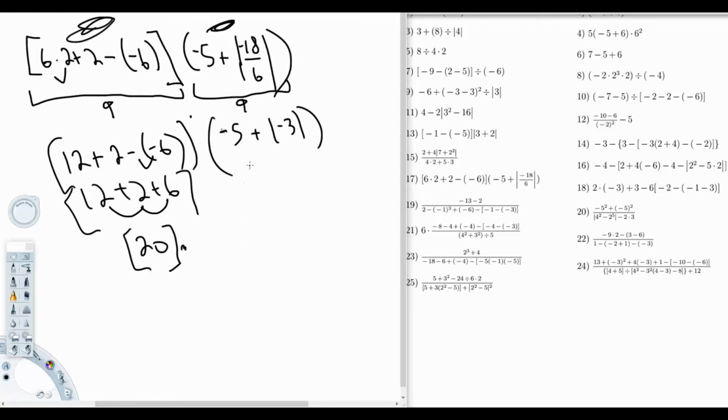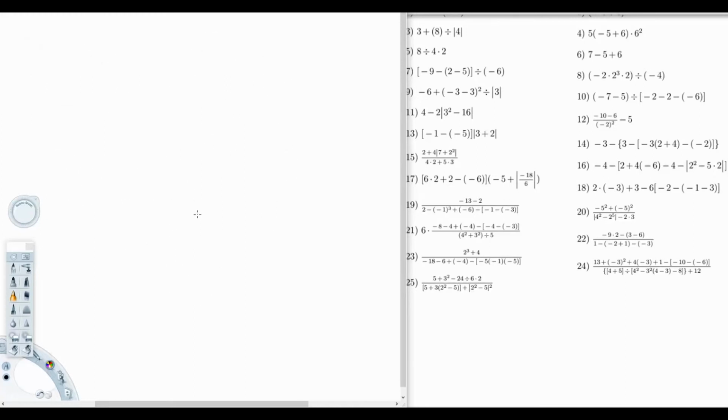Okie dokie. The absolute value of negative 3 is 3. So that becomes negative 5 plus 3 equals negative 2. It's a negative 2. And the answer is minus 40. Yes, it is. Let's delete this. 18 now.